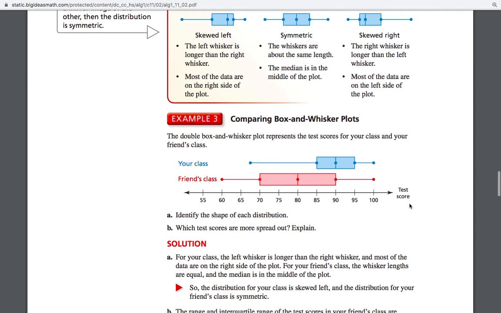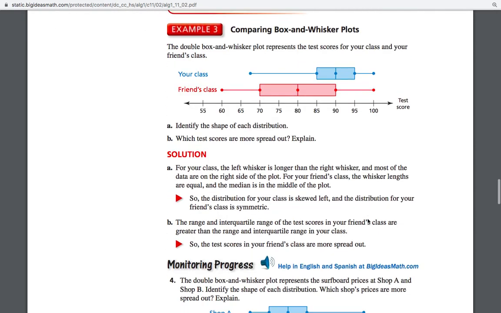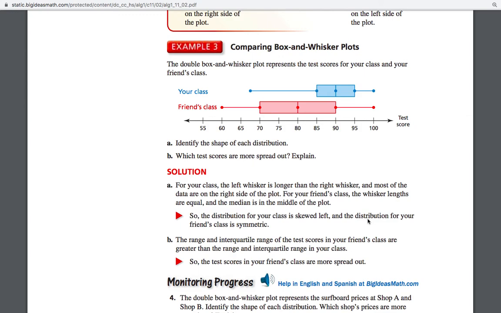So when we look at identify the shape of each distribution, okay, your class is going to be skewed left because here's the median and the left side is longer than the right side. Friend's class is going to be about symmetric because that median's about in the middle. Okay, which test scores are more spread out? Well, theirs are. Your friend's class, right? It's longer, it's wider, it's more spread out. So they're going to ask you a bunch of questions about these box and whisker plots and what we can say about them. It's just how spread out they are.